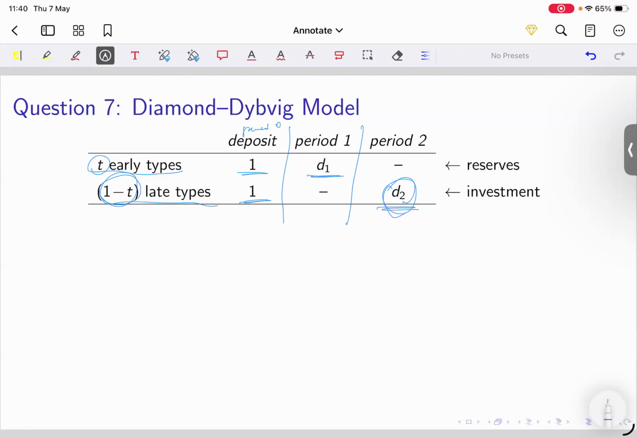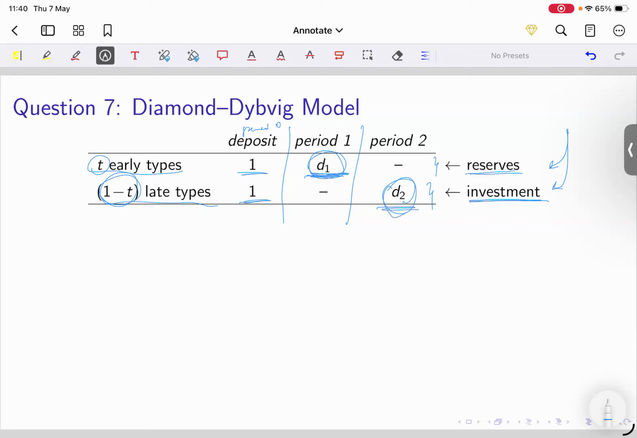How am I going to finance this? Well, I want to keep liquid the money that I need to pay the early types in period 1, so I keep this in reserves. And then finance instead the late types with the investment project, that will give me some positive returns in the second period. So the question for the bank is how to allocate the funds between these two.